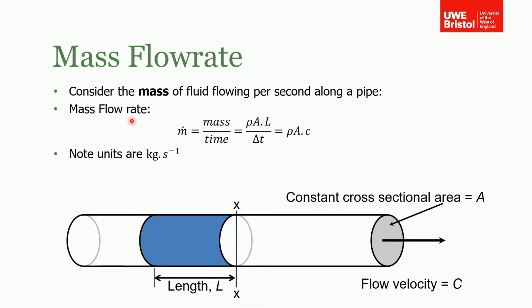So the mass flow rate, in the same way that the volumetric flow rate was volume over time, is mass over time. And the mass, we've just said, is density times area times the length, all over the time. And again, remember the length over time is velocity. So the mass flow rate can be defined as density times the area times the velocity at which it's flowing through that area. And notice here the units are kilograms per second for mass flow rate.